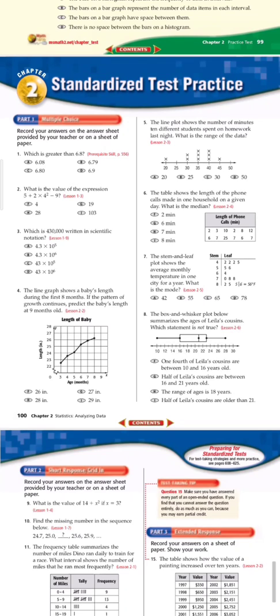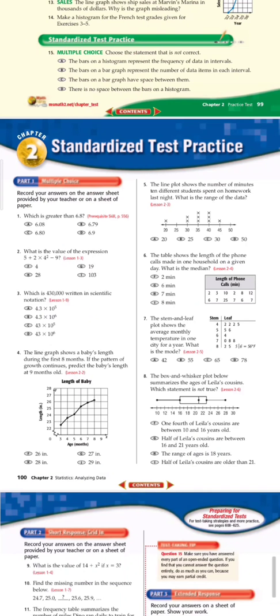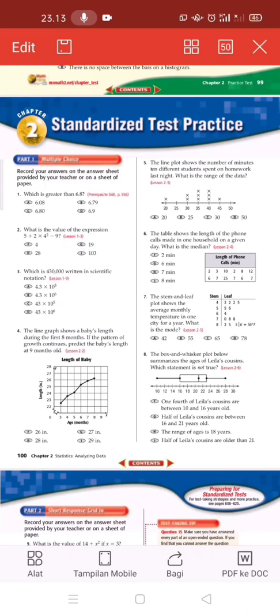Chapter 2. Standardized test practice. Part 1. Multiple choice. Record your answer on the answer sheet provided by your teacher or on a sheet of paper. 1. Which is greater than 6.8? A. 6.8. B. 6.79. C. 6.18. D. 6.9. 2. What is the value of the expression?